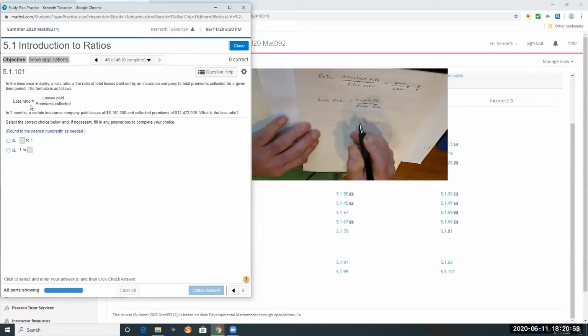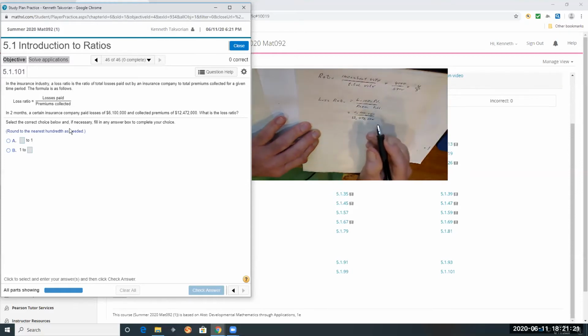Okay, what were the losses paid? They were 6,100,000. Big number. And the collected premiums were 12,472,000. And we need to divide this out, and round to the nearest hundredth.